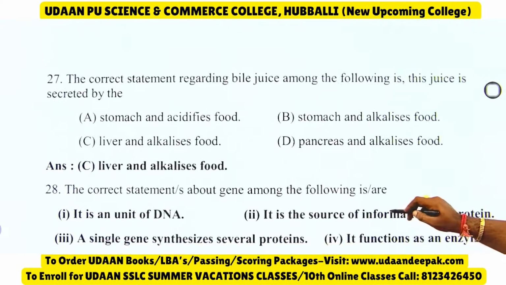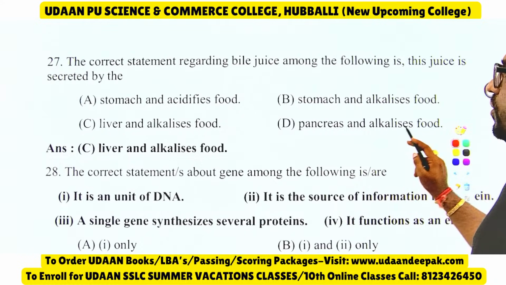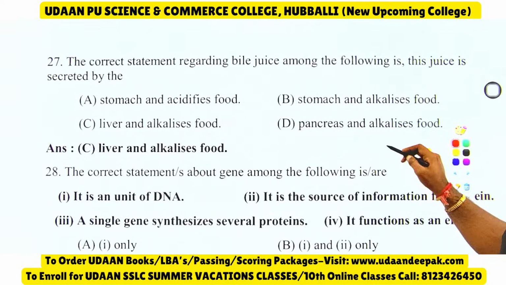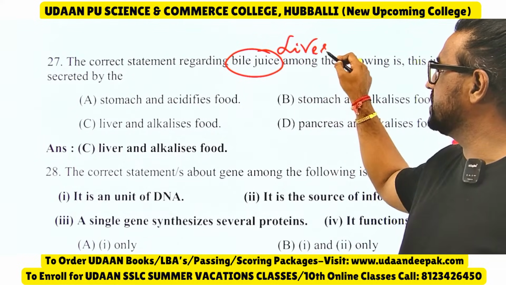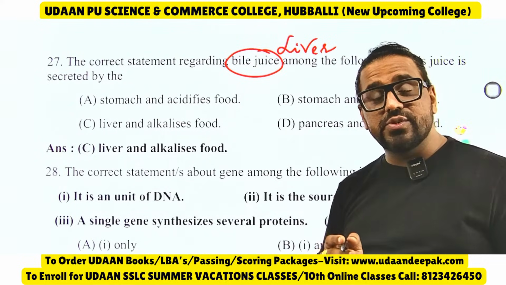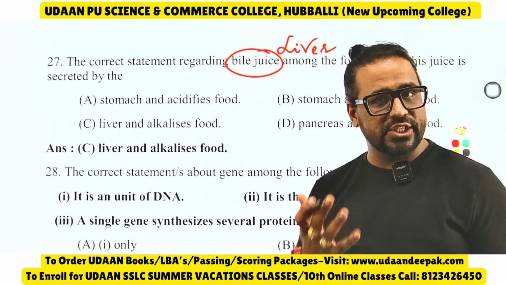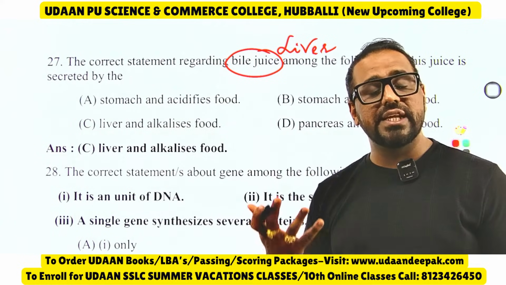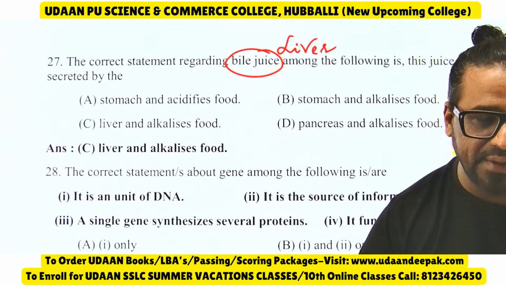Then the second one, you see, the correct statement regarding bile juice. Among the following is the juice. You know who secretes the bile juice? Yes, see, the bile juice is secreted by the liver. And you know what is the function of bile juice? The bile juice makes the acidic food alkaline in the small intestine. Not only that, it helps in emulsification of fats, as you are already aware.